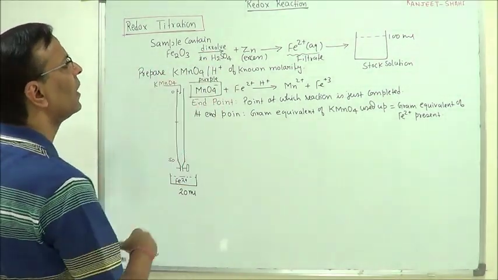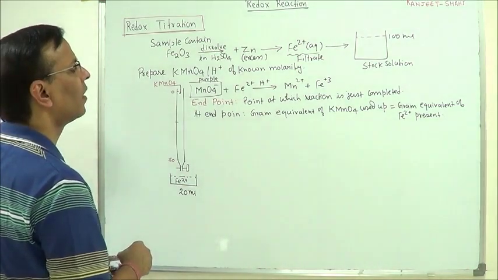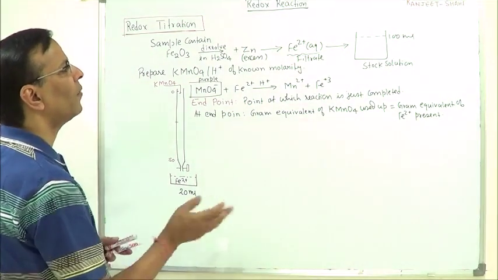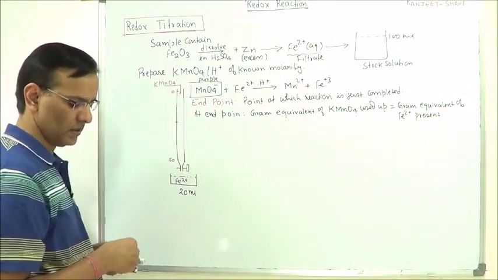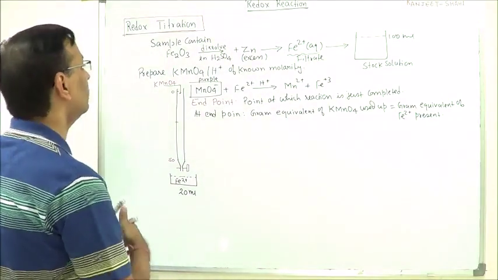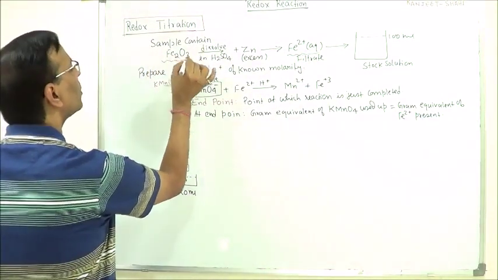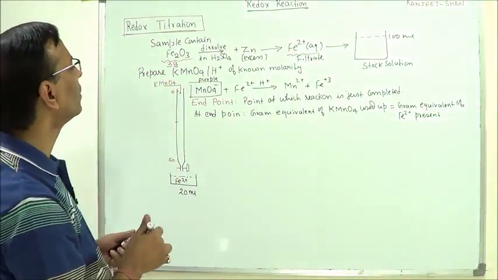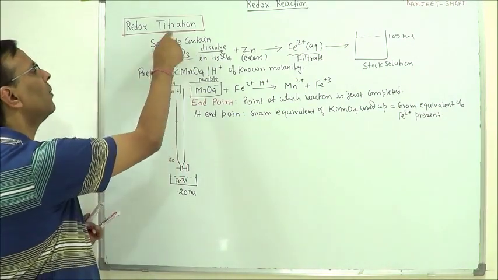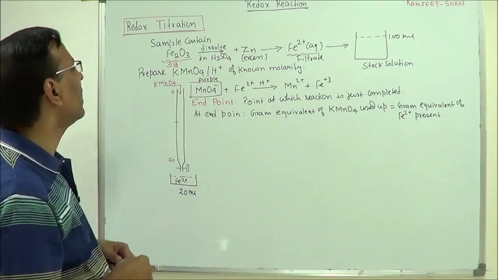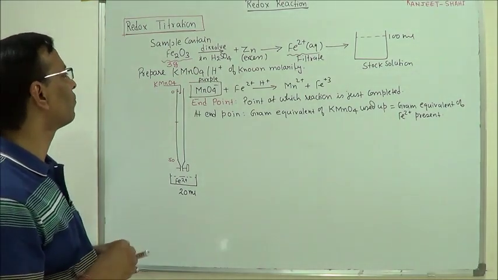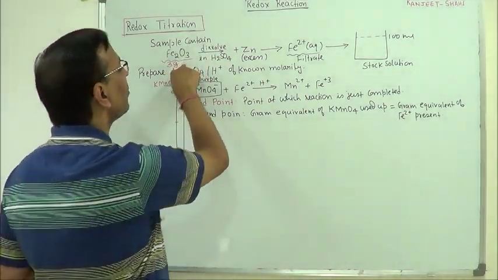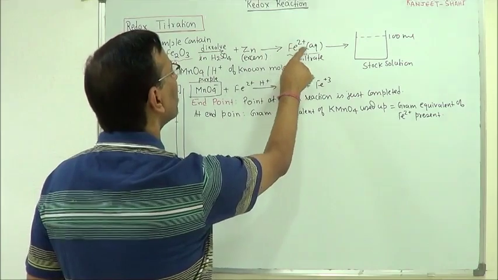Now let us verify this. Let us understand this by giving some numerical data to the situation. Suppose 3 gram of sample containing ferric oxide was taken initially. This sample containing ferric oxide on treatment with zinc converted into ferrous ion.